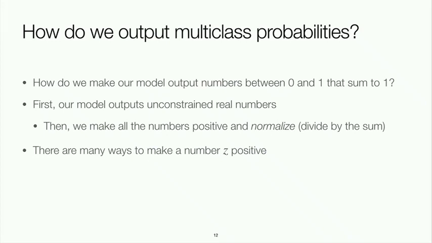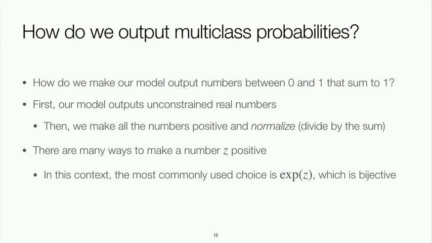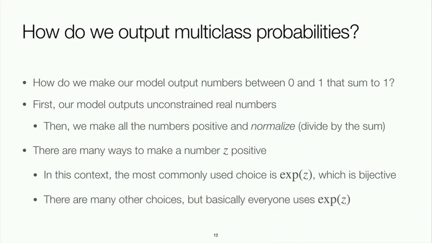There are a lot of ways to make some number z positive. Z here is just a placeholder. What do we do to z, an unconstrained real number, in order to make it positive? Well, in this context, the most common choice is the exponentiation function. So I'll do exp of z. This is very reminiscent of the sigmoid that we've already seen. There are a lot of other choices you could make, but basically everyone uses exponentiation, so that's the one we're going to stick with in this class.